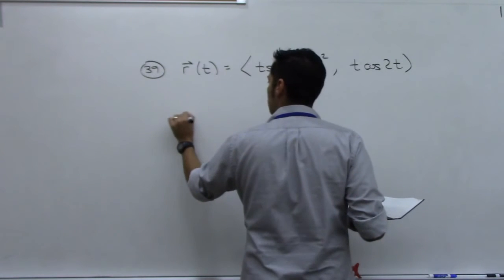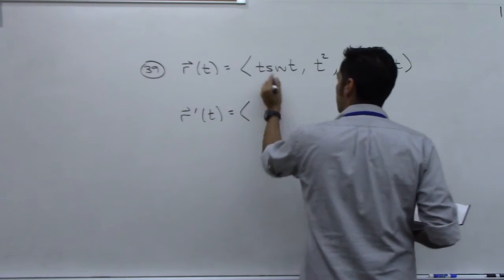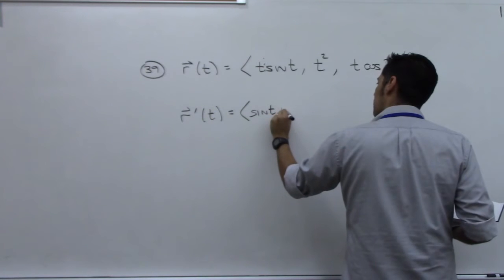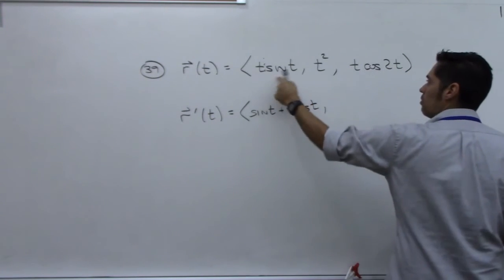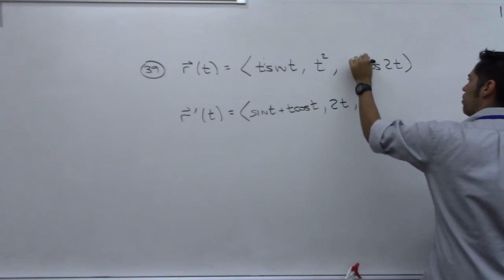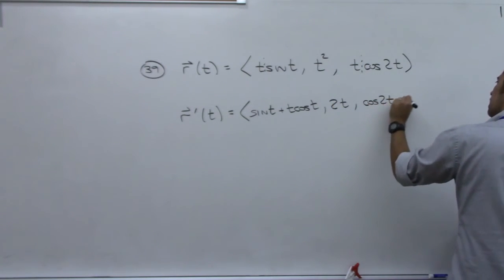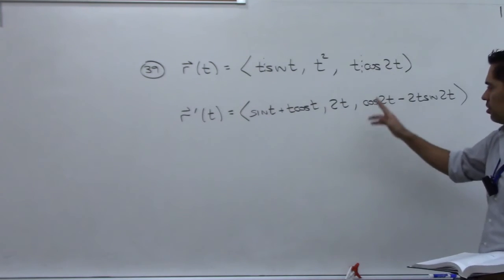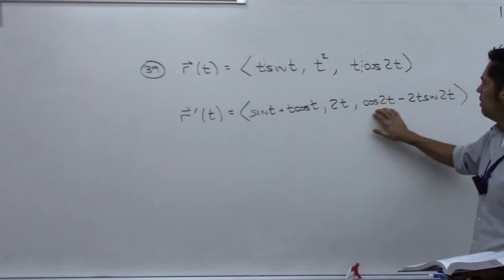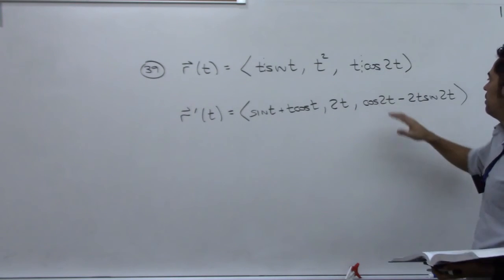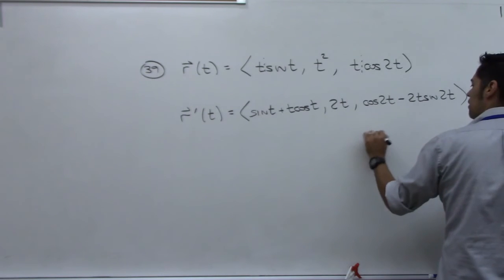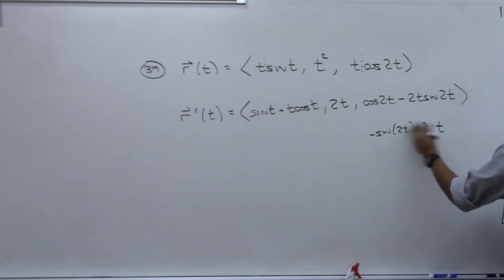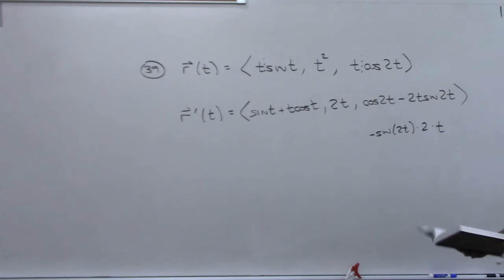Okay, so the derivative of this vector function is going to be the derivative of each component separately. So here we have a product rule. So sine t plus t cosine t, that's what you get when you take product rule there. Derivative of t squared is 2t. Another product rule here, it'll be cosine 2t minus 2t sine 2t. So I'm not going to go through the work, but I'll just show it to you. Derivative of this one is 1 times this here, plus the derivative of cosine of something is negative sine. So you get negative sine 2t, but then times the derivative of what's inside, which is 2, then times the first function, which is t, and then when you put these together, you get this. So there's your derivative.